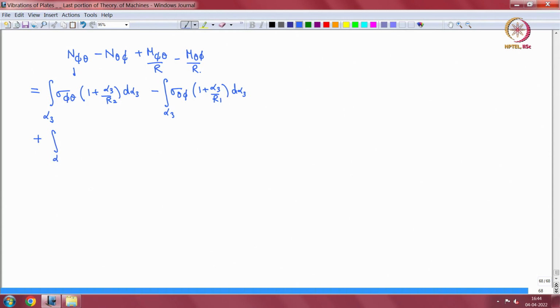integral over alpha 3 of sigma phi theta alpha 3 into 1 plus alpha 3 by r2 d alpha 3 by r. This is this term M phi theta, minus integral over alpha 3 of sigma theta phi alpha 3 into 1 plus alpha 3 by r1 d alpha 3 by r.